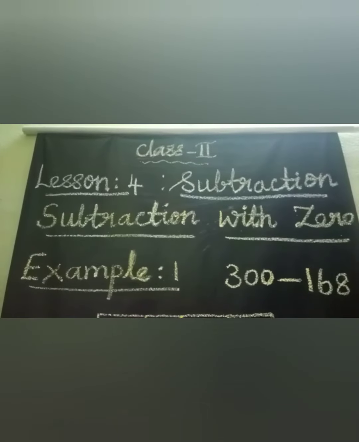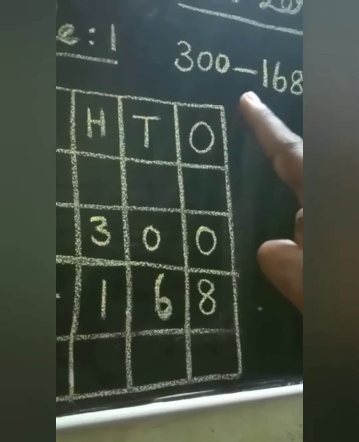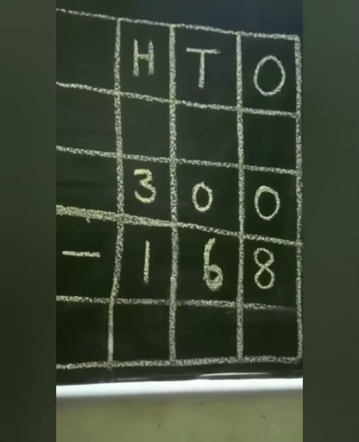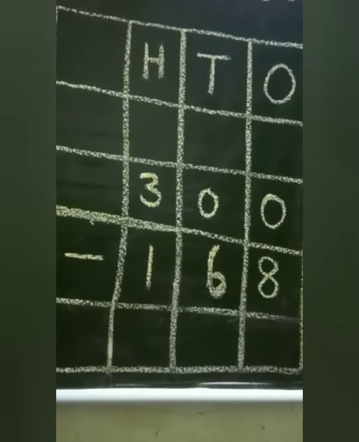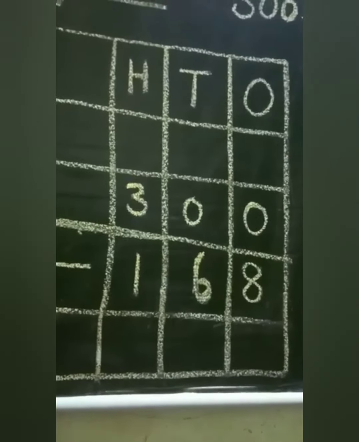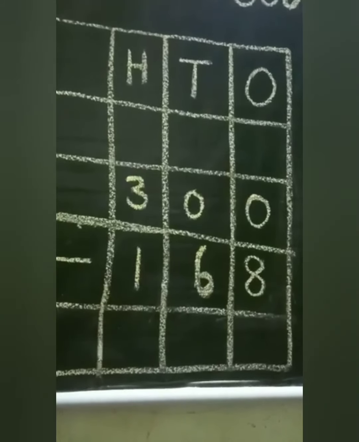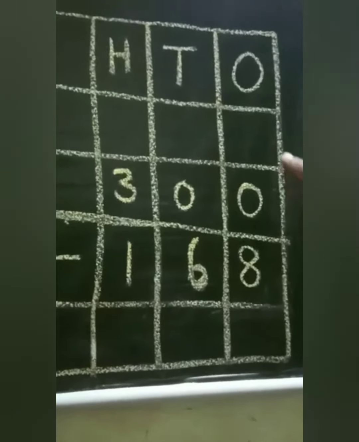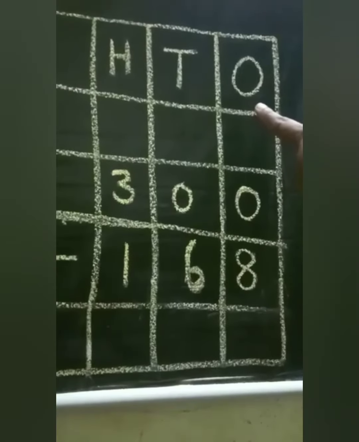This is your question: 300 minus 168. First, you have to mention this question in place value chart. Okay. Now see this carefully. We have 0 and 8 at 1's place, 0 and 6 at 10's place, 3 and 1 at 100's place. Okay. Let's start to subtract from 1's place.